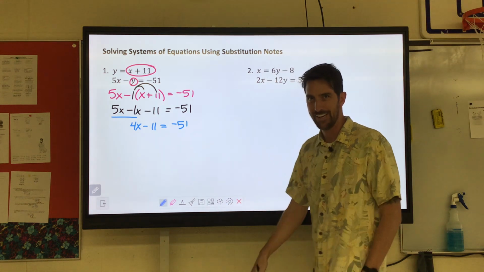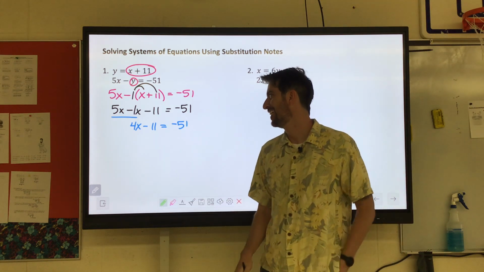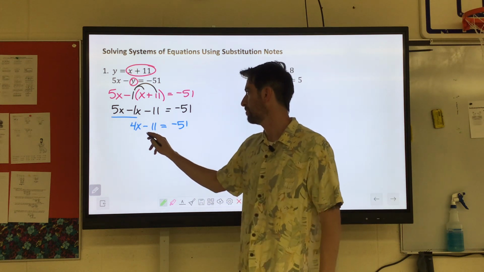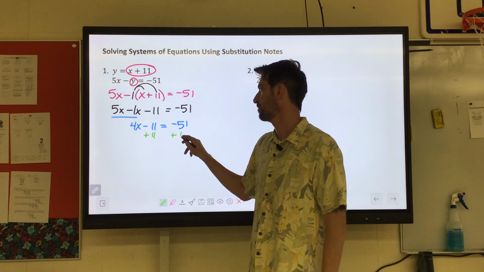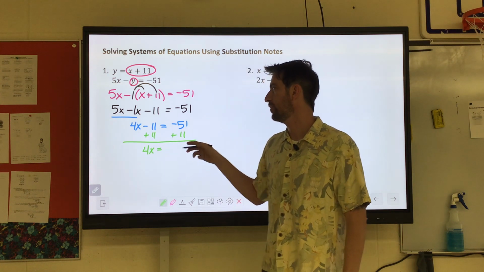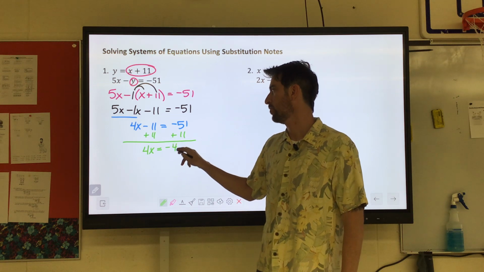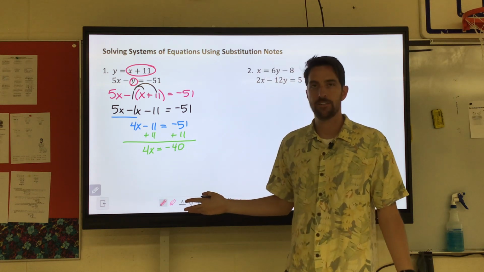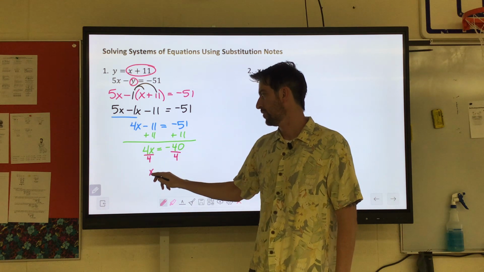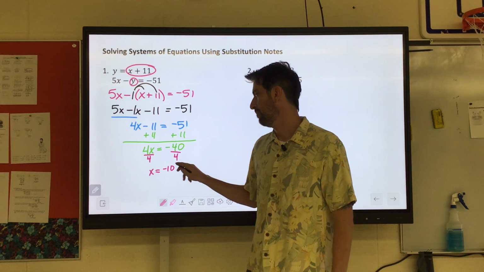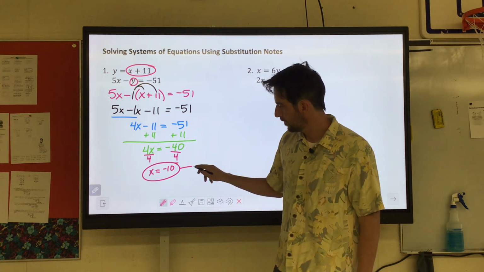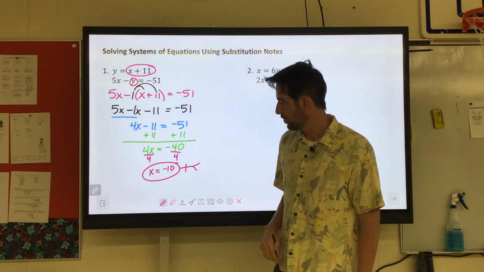And we're having fun. All right. 4x minus 11. You know we have to add 11 to both sides. 4x equals negative 51 plus 11 is negative 40. And then we just have to divide both sides by 4. And we get x equals negative 10. Fun! Looks like a sideways stick figure with a mustache.